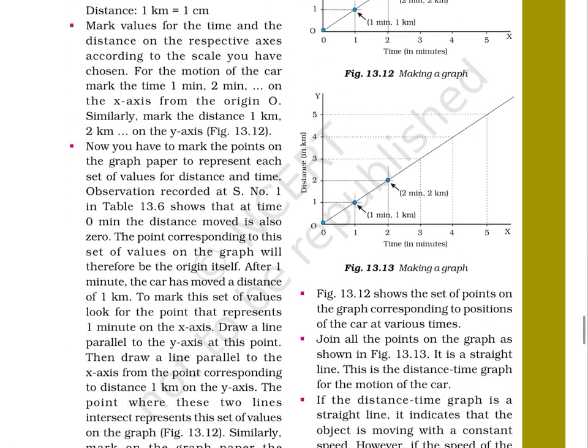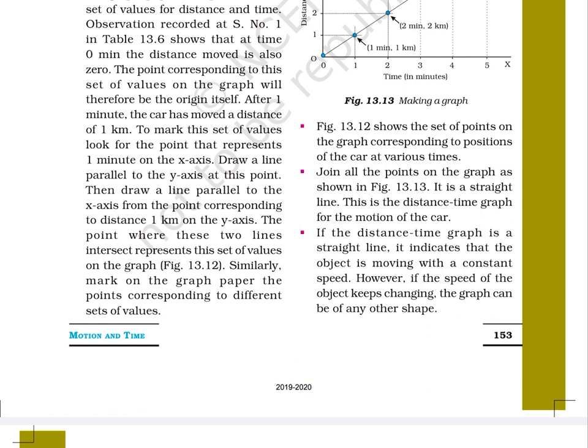6. Figure 13.12 tells us the set of points on the graph corresponding to positions of the car at various time. 7. Join all the points on the graph as you can observe in figure 13.13. It is a straight line. This is the distance time graph for the motion of the car. 8. If the distance time graph is a straight line, it indicates that the object is moving with a constant speed. However, if the speed of the object keeps changing, the graph can be of any other shape.